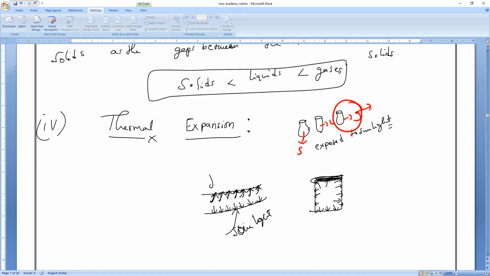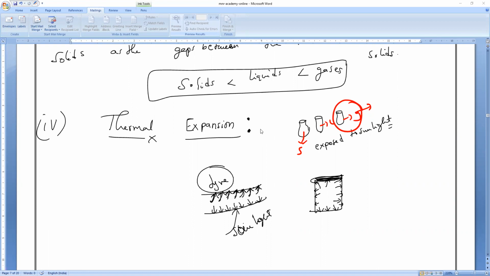That is why tires will blast when we park in the sunlight. Or in the afternoon, if you are driving very fast, the tires will puncture or blast. Have you noticed it? What is the reason? Because you are traveling faster, the pressure inside the tire is very, very high.